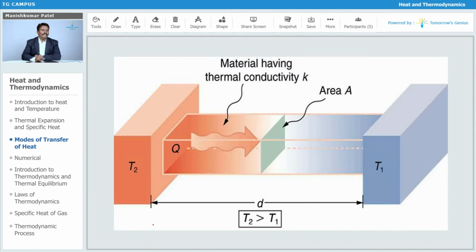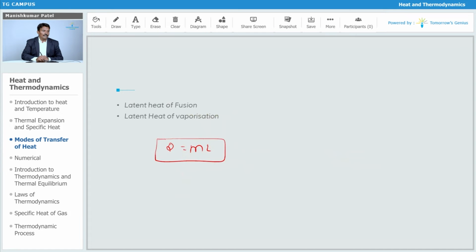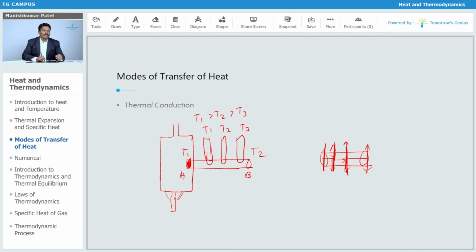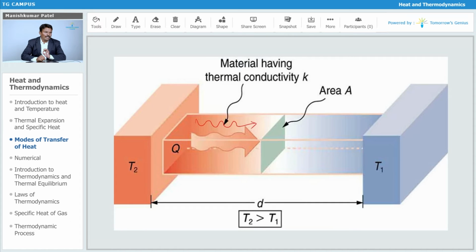Similarly, the same thing I have just shown over here. T2 is greater than T1, so there has to be some material medium for the flow of heat, which is flowing from one end towards the other end. There has to be some physical medium present in the case of this first mode, which is thermal conduction. The molecules are just vibrating about their mean position, and there is no actual movement of the molecules, but after a certain time all of them will achieve the steady state. This is how we can define thermal conduction.